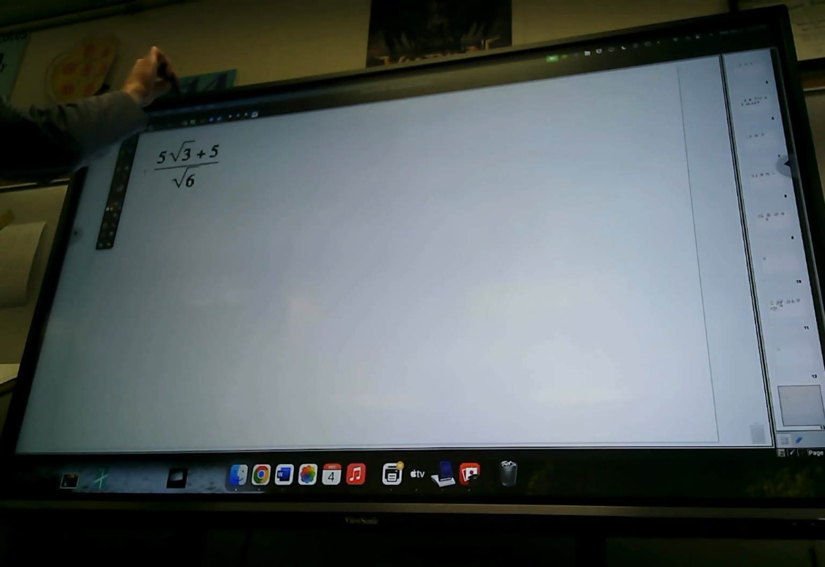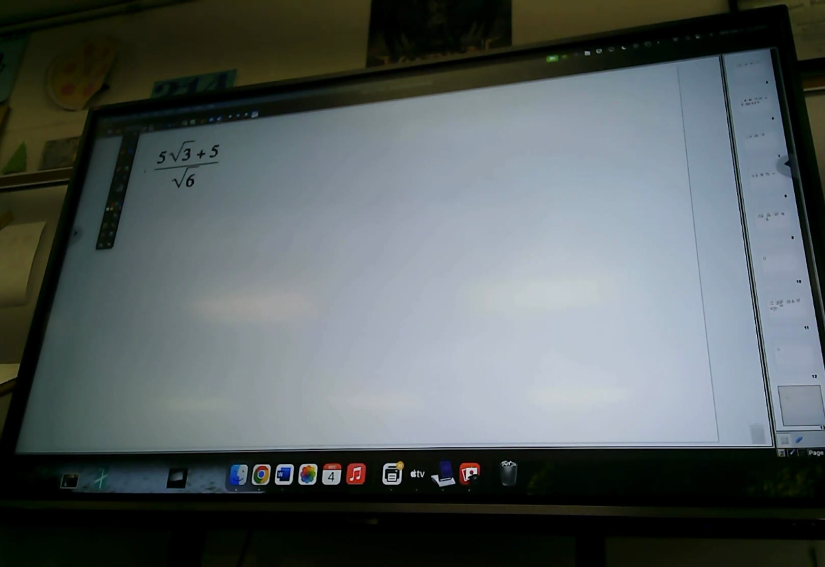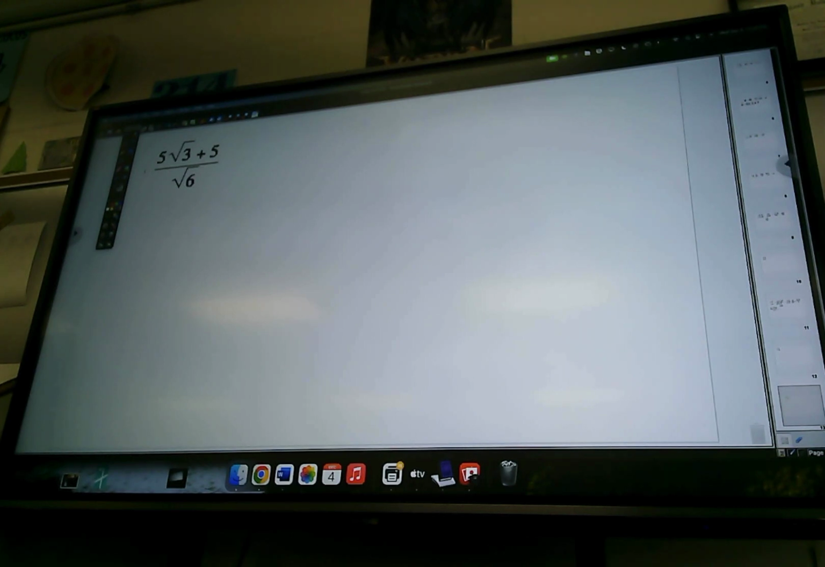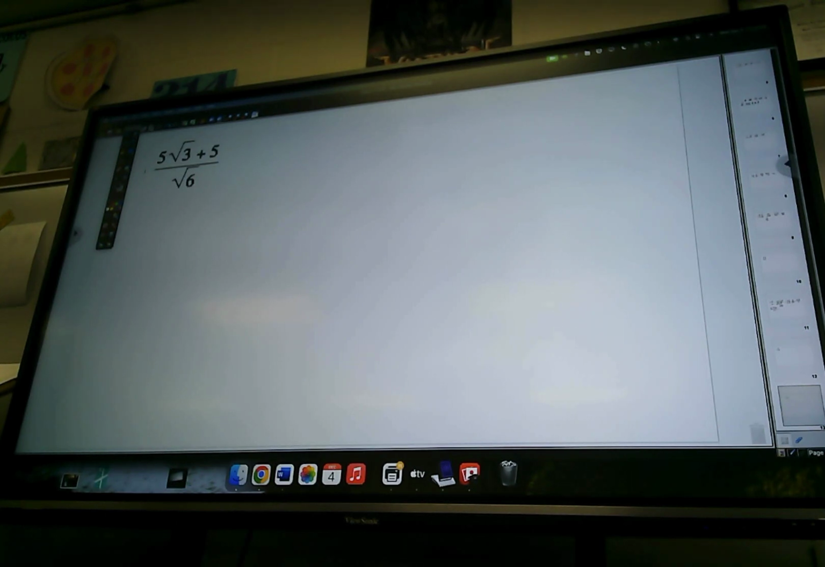All right, as some of you are about to go to sleep, we're going to step it up just a notch. What's the big difference between this one and the ones we've been doing before? There's a plus. There's addition in the middle of the top. So we have a binomial on the top and a monomial on the bottom. Any ideas of what we're going to do?